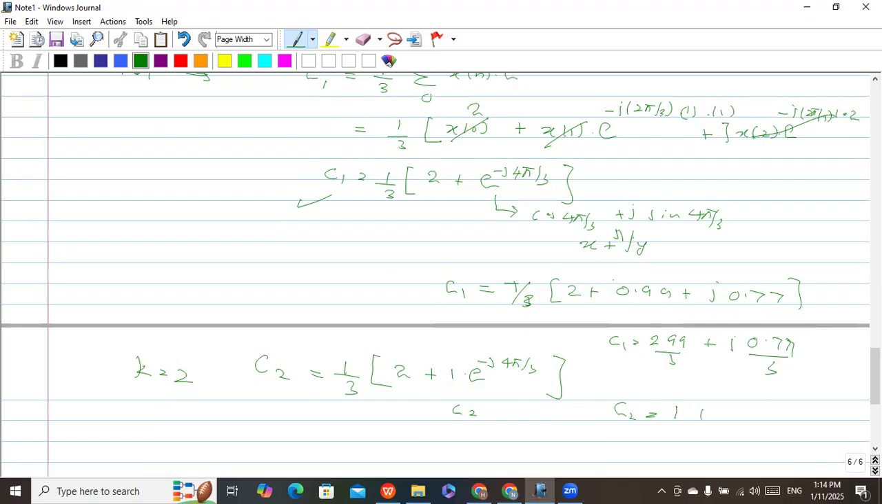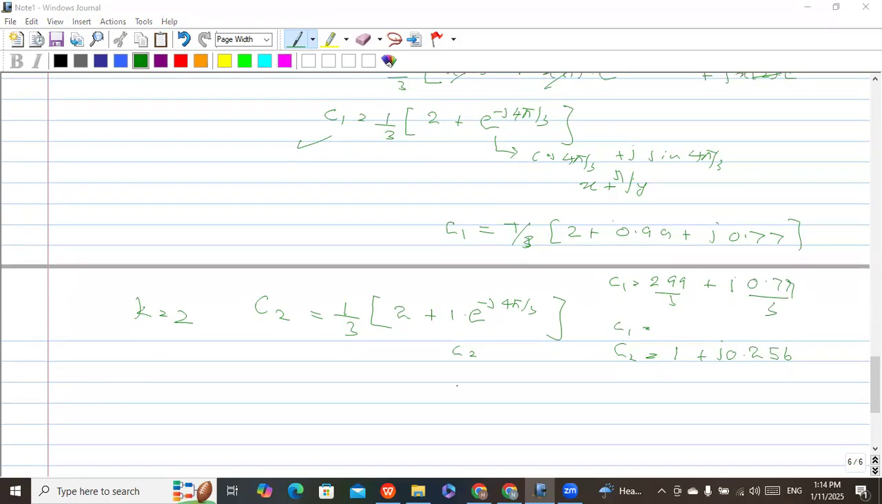So that will be 1 divided by 3, and we can put 2 here, divided by 3, and 1 is there. So it will be 0.5 and 0.6, no? Around 1 plus j 0.256. Okay. So this will be the C1 and C2.